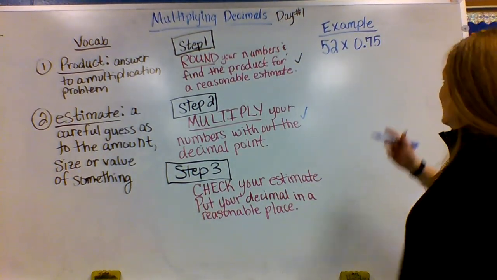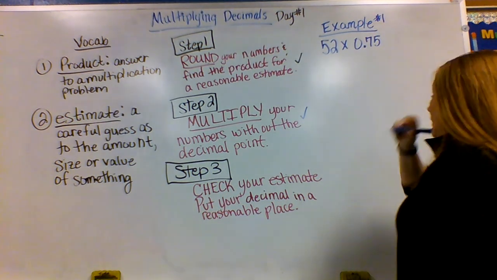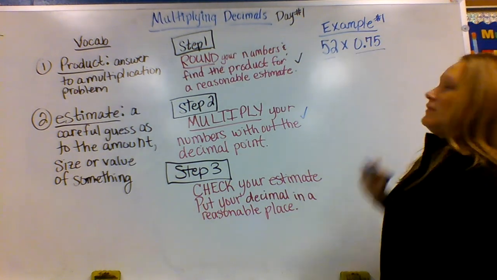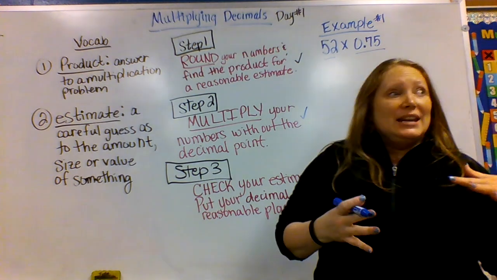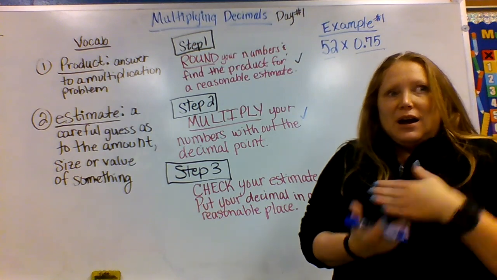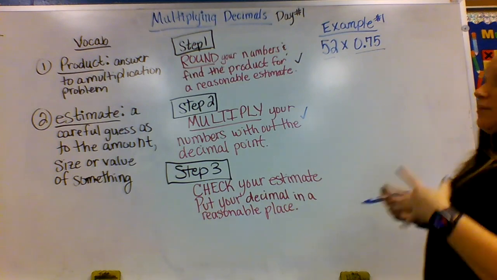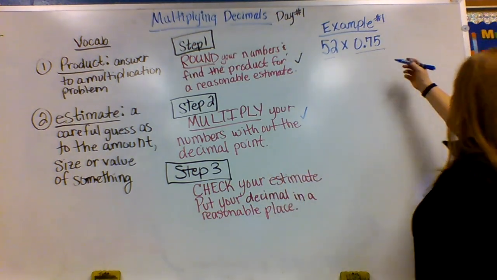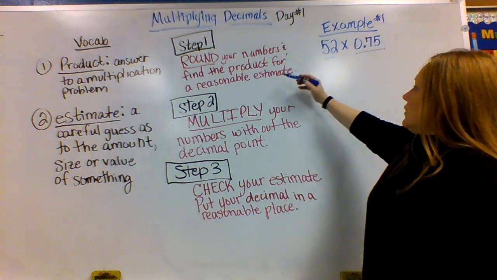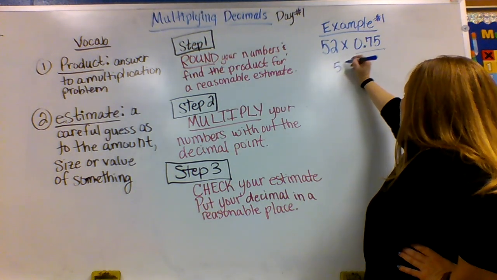Here is our example number 1, okay? I have 52 times 75 hundredths. Let's say like I had 52 candy bars and they each weighed 75 hundredths of a pound. It's a pretty big candy bar, okay? So how much did they all weigh together? All right, so now, first things first, let me erase my check marks from the other one. Round your numbers to find the product for a reasonable estimate. So I don't need to round 52. I'm just going to go 52.